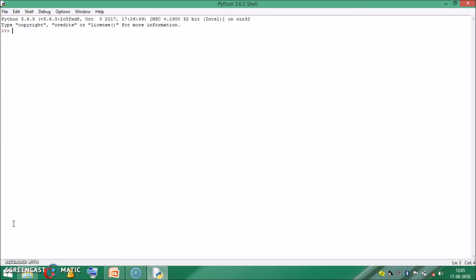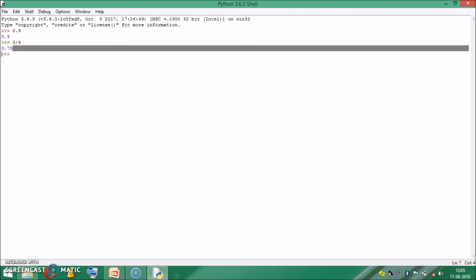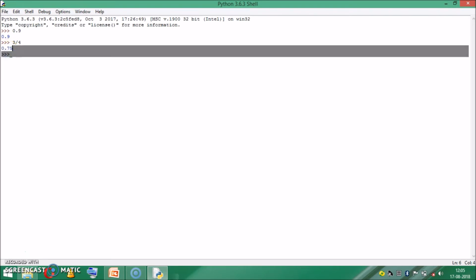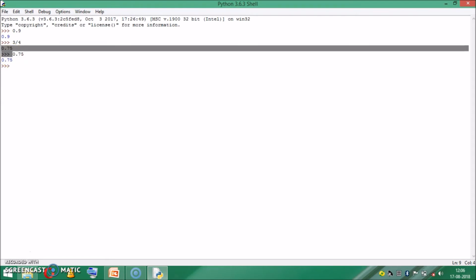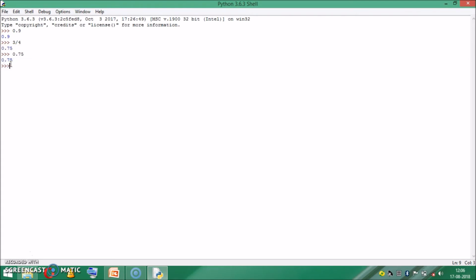We can put it like 0.5 or maybe 0.9. So this is an example of floats. They can be created directly by entering some sort of number, or they can be created using operations. You didn't understand? I will tell you. For example, if we divide 3 by 4, the result we get is a float. And if we enter 0.9, the answer is again a float. So this is what I meant.